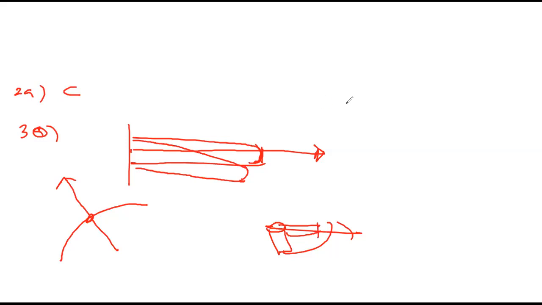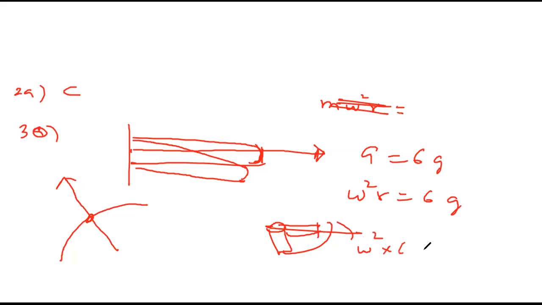So outward throw will be m omega square r, which should be equal to how much? The astronaut can withstand an acceleration of 6g. So centrifugal acceleration, omega square r, should be 6g. Radial acceleration we took there, right? Length is nothing but radius, which is 6, equal to 6g. So g and 6 cancel.